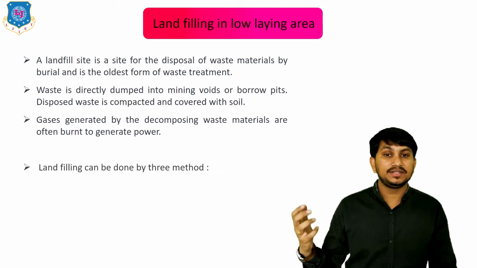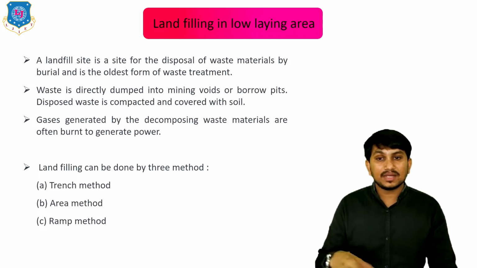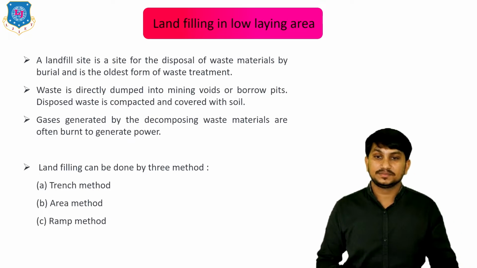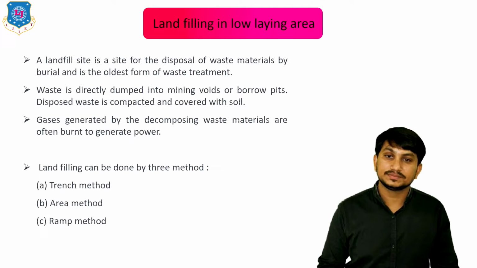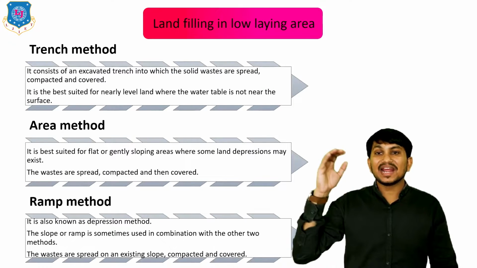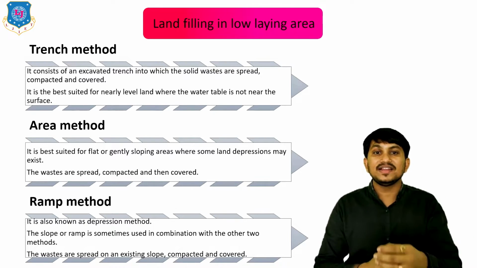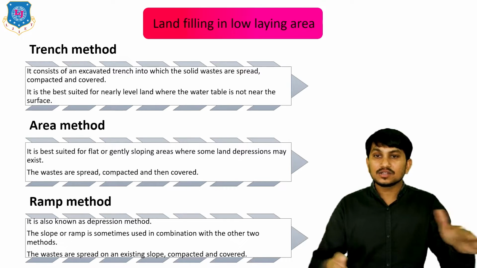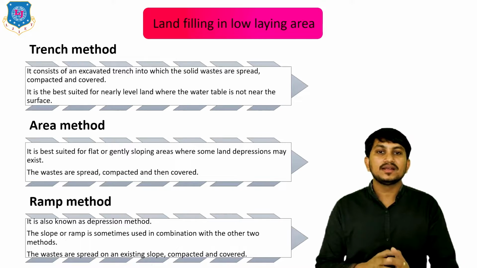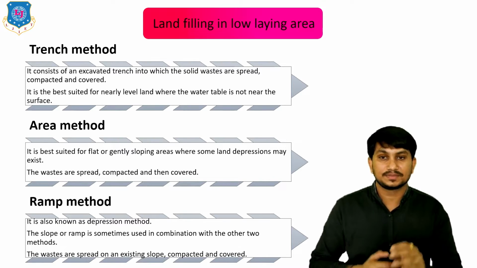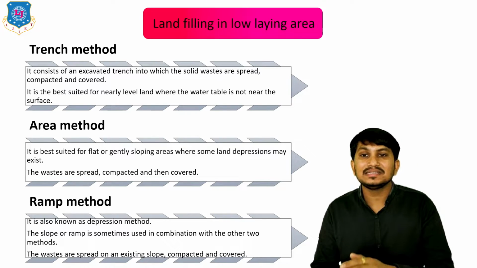Landfilling can be done by three methods. First is trench method, second is area method, and third is ramp method. These are the three methods which are used for landfilling. The trench method consists of an excavated trench into which the solid waste is spread, compacted and covered with soil. It is best suited for nearly level land where the water table is not near the surface. It is usually followed where water table level is low.